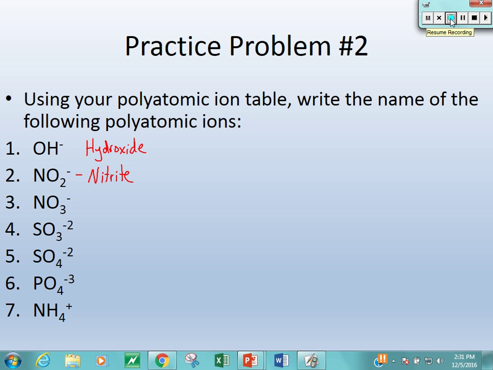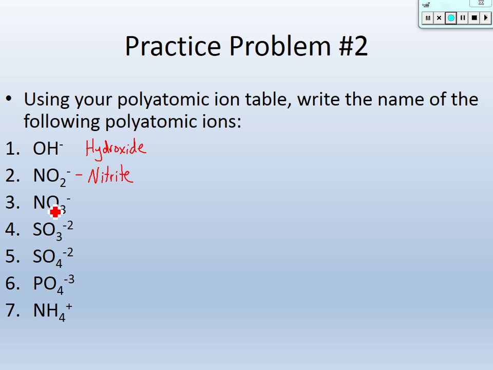Okay, guys, let's see if you got them right. Please help me out. What is NO3 minus? Is it nitrite or nitrate? It ends in ate. Remember, if it's got more oxygens, it ends in ate. If it's got less, it ends in ite.